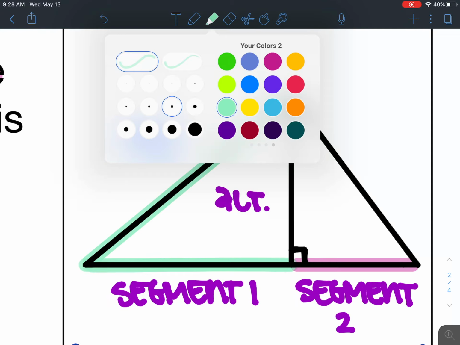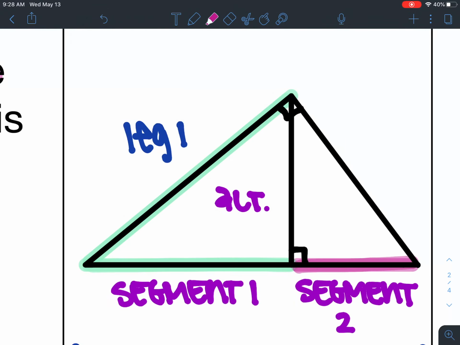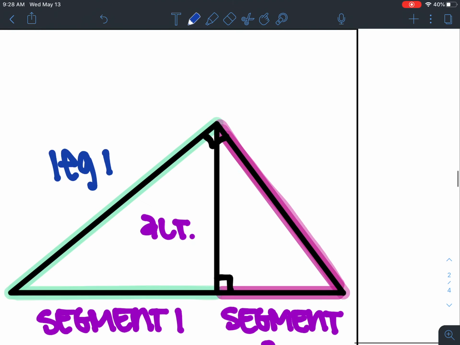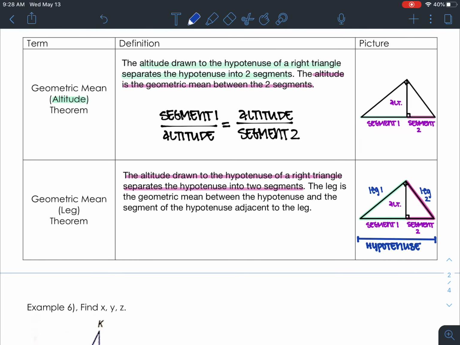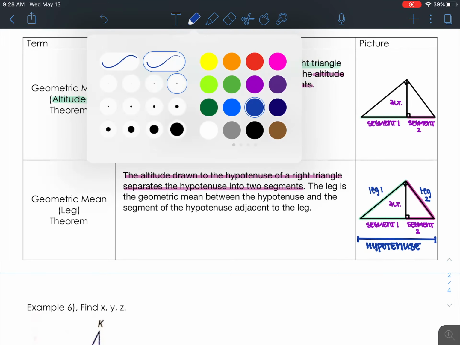All right, let's look at this one right here. We call this one segment 2, which means that this leg right here that's adjacent to segment 2 has to be leg 2. Okay, so we're only going to write one of the formulas, because technically we have two different legs, one for leg 1 and one for leg 2, but the formulas are the same. It's just you have to make sure that you're matching up leg 1 with segment 1 and leg 2 with segment 2, okay? So let's go ahead and write our formula.